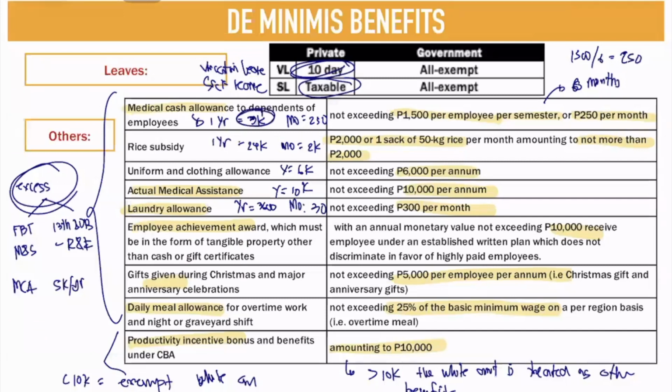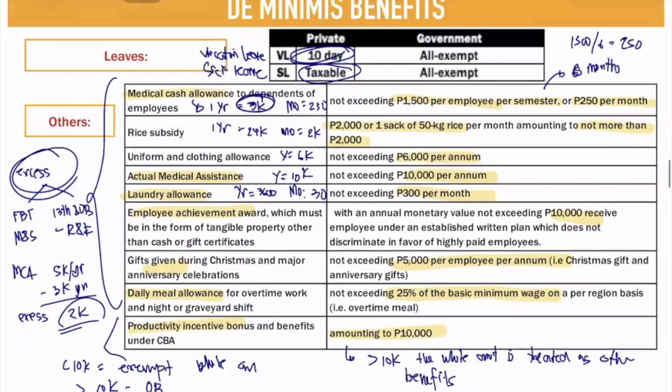It is only 3,000 per year. Therefore, you need to get the excess. What is only taxable is 2,000. But if that is a productivity incentive bonus under the CBA, if ever it is 10,000 only, then it is purely exempt. If ever it is 12,000, the whole amount is considered taxable.